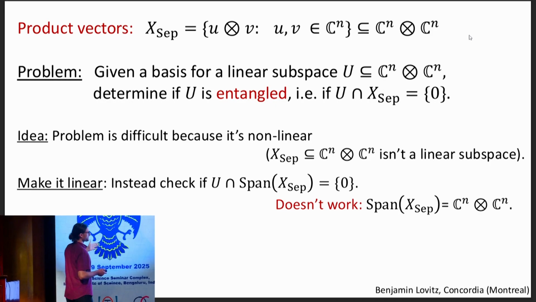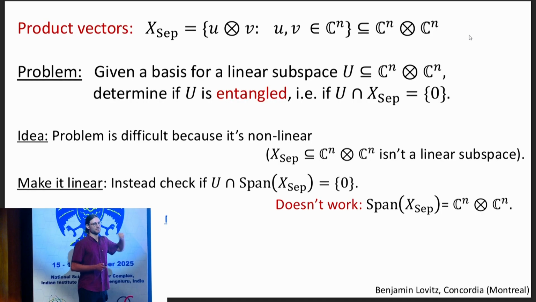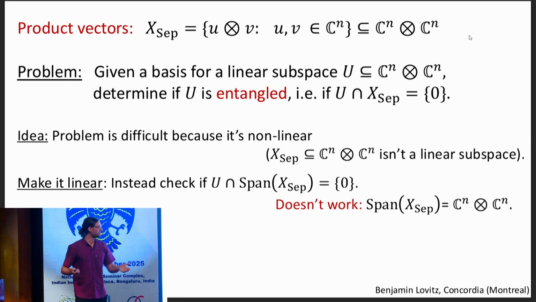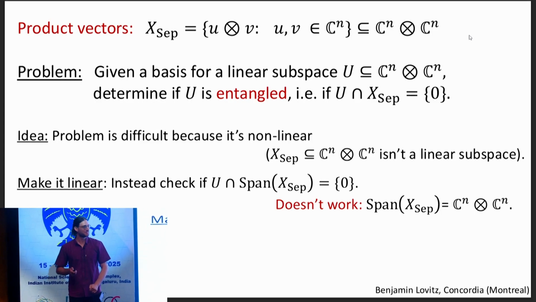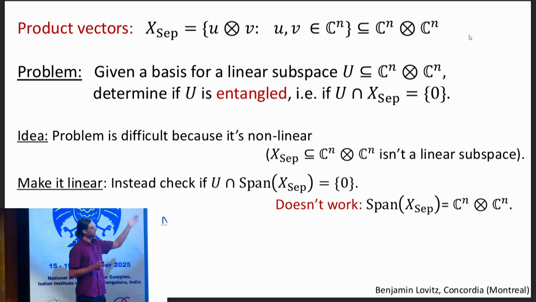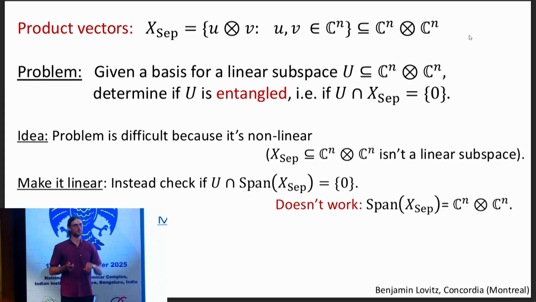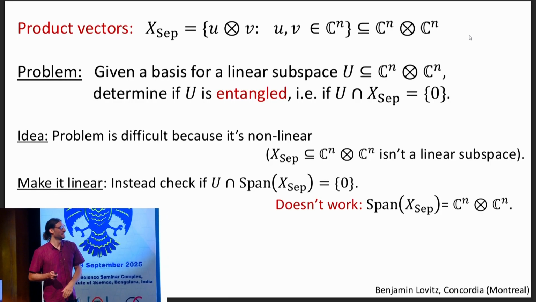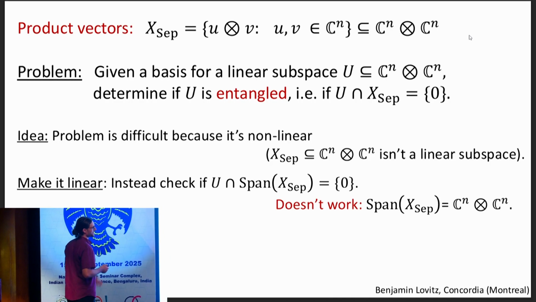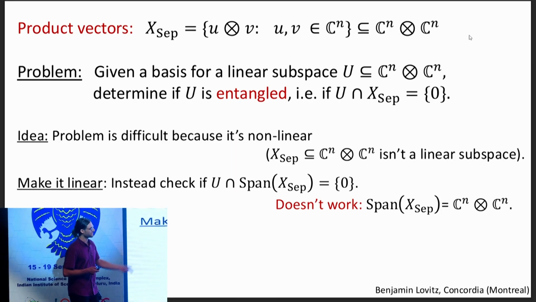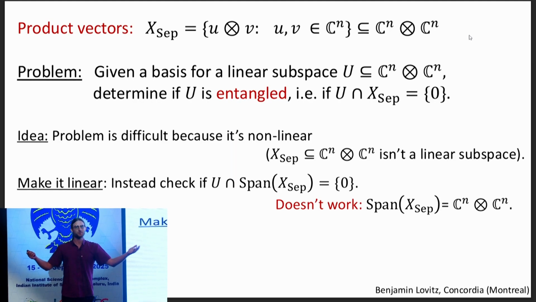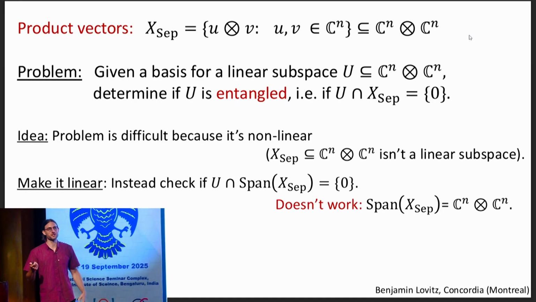So the idea is instead we're going to make it linear in the most naive way possible. I'm just going to intersect U with the span of all the product vectors. Of course, if that intersection was 0, then the intersection of U with the set of product vectors would be 0. This algorithm doesn't work, of course. This just never will certify entanglement of U because the span of the product vectors is the entire space. So this intersection will just always be all of U.